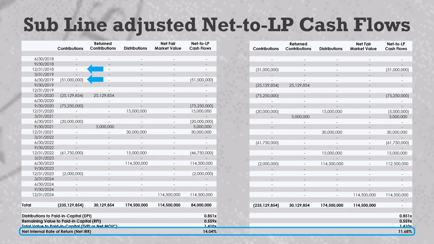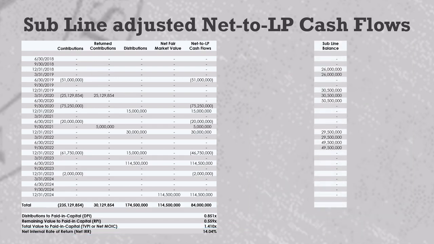Now, the easiest way to accurately adjust these net to LP cash flows for the subscription line is to look up the outstanding subline balance for each of the dates on this table. And this reveals to us what's really happening with these capital flows. In December 2018, we borrowed $26 million for the first investment, as well as management fees and fund expenses.